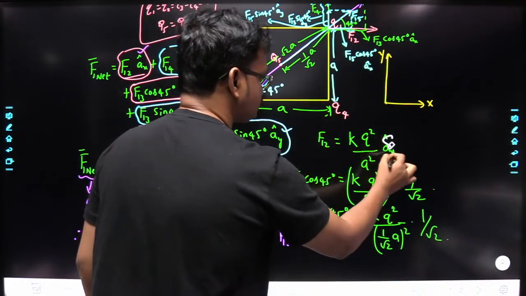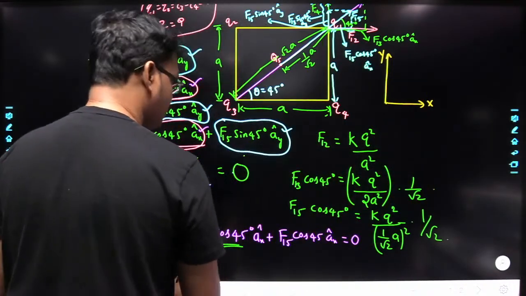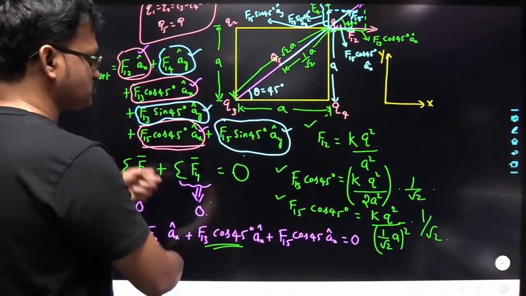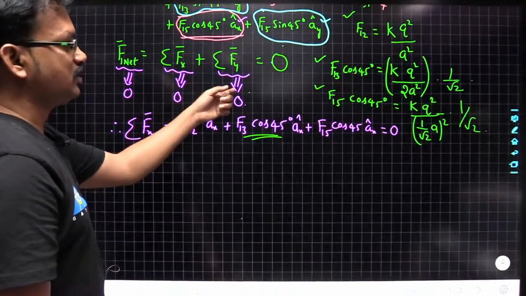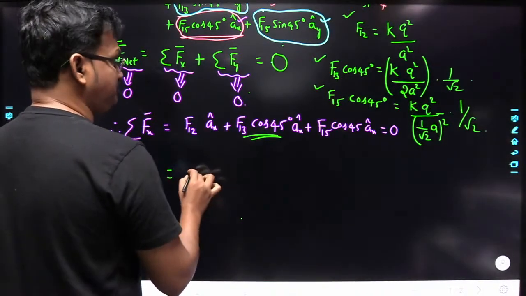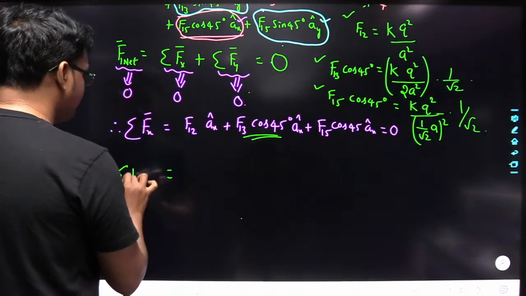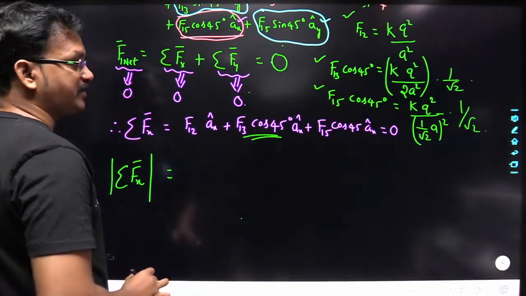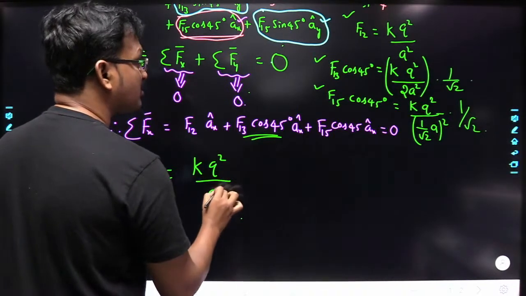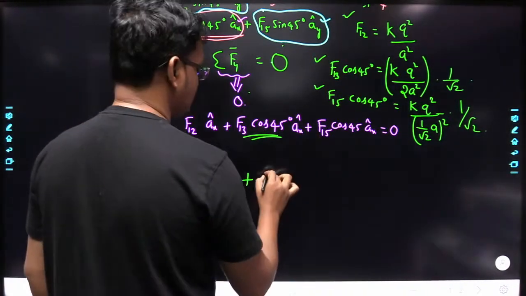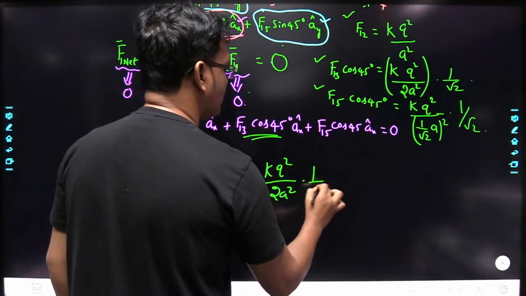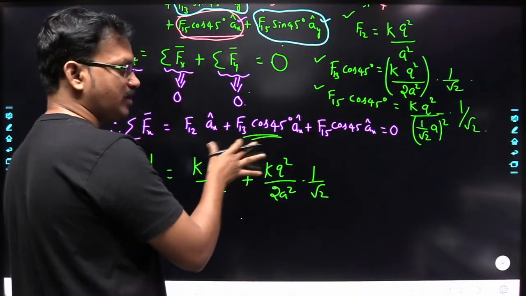So these are the values of F12, F13 cos 45, F15 cos 45. Substitute all this in this expression. So what are you going to get? I am considering only the magnitude here. You are going to get k q square by a square plus k q square by 2a square into 1 by root 2, yes or no?